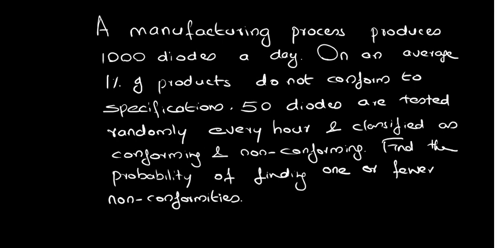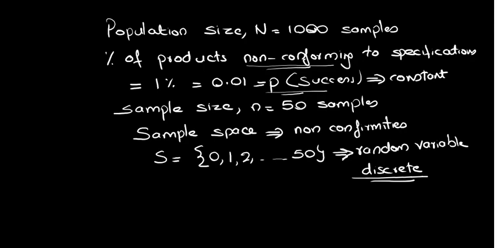So find the probability of finding one or fewer non-conformities. Okay, so this is my random variable x. Find the probability of finding one or fewer. One or fewer, you can put as less than or equal to. Less than corresponds to fewer, and equal to corresponds to 1. Okay, so probability of x less than or equal to 1, that is what you need to find out.